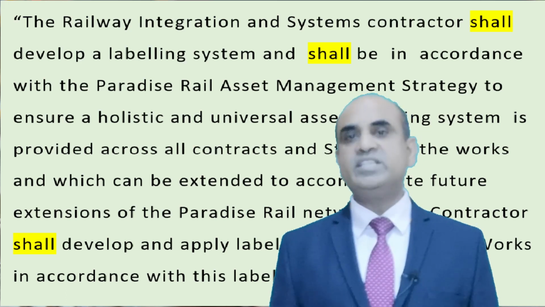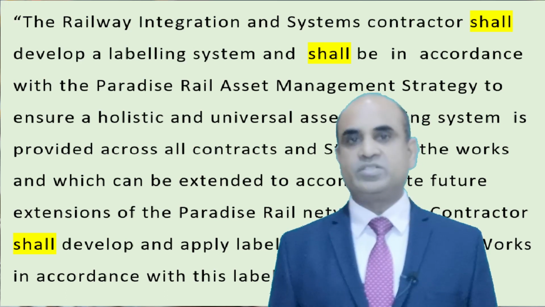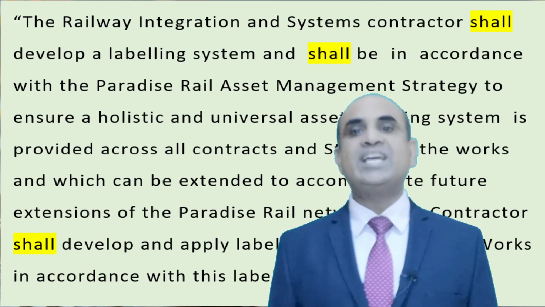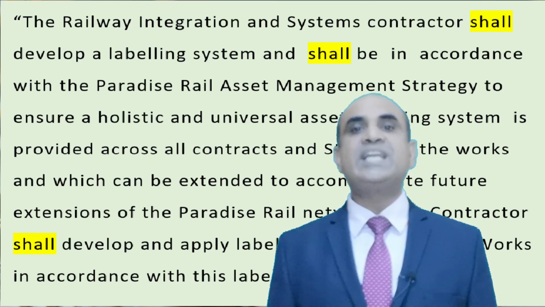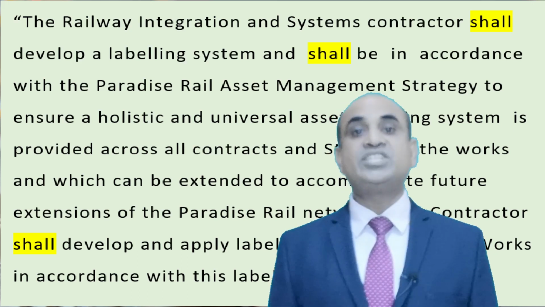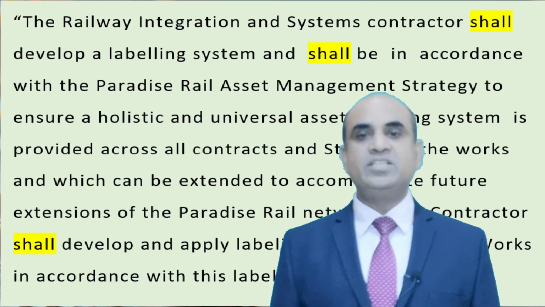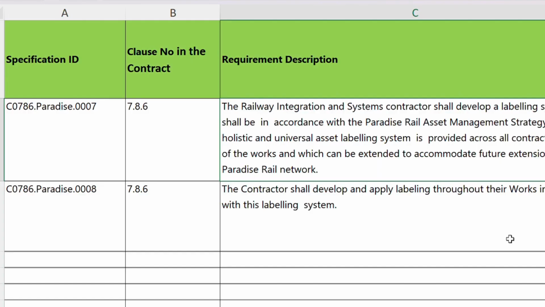To ensure a holistic and universal asset labeling system is provided across all the contracts and stages of the works, and which can be extended to accommodate future extensions of the Paradise Rail network. The contractor shall develop and apply labeling throughout their works in accordance with the labeling system. So based on this passage, let's try to elicit requirements and progress further.